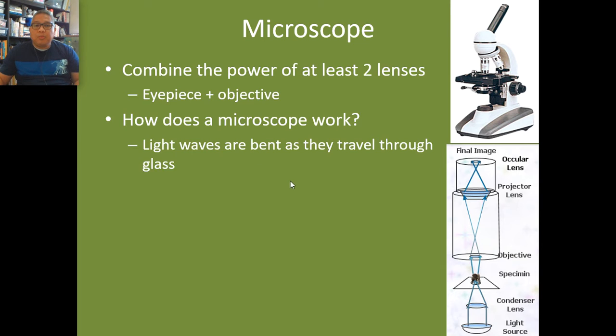So how does a microscope work? Light waves are bent as they travel through the glass. You will see here this is the light source, and it travels there, and here it says specimen. Actually, there is a need: if the light source is from the bottom, the one preparing the slides needs to cut the specimen really thin in order for light to pass through.